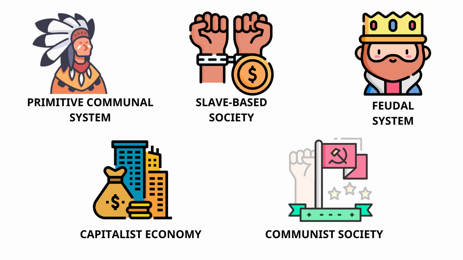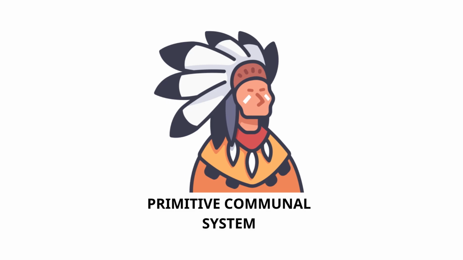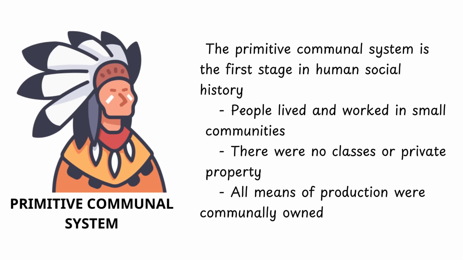See details below. Number 1. Primitive communal system. The primitive communal system marks the beginning of human society's historical development. In this era, people lived in small groups without class distinctions or private ownership. The community owned all means of production, including land, tools, and products. Everyone shared the right to use and benefit from communal resources.